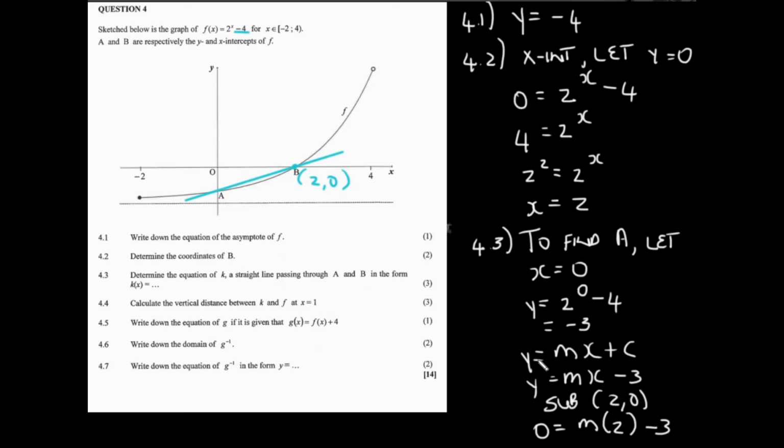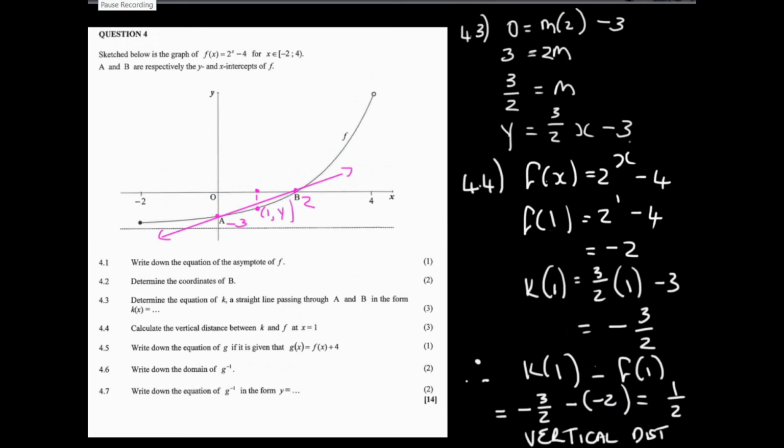Now we can say y is equal to mx plus c, substituting what we've got. We've got the y-intercept, so we substitute for c, and you'll see there we said it's -3, and now we substitute the other point we've got, which is (2; 0), and we substitute for both x and y to determine the equation of that line. So here we see that m is equal to 3 over 2, and our equation therefore is y is equal to 3 over 2 x minus 3.